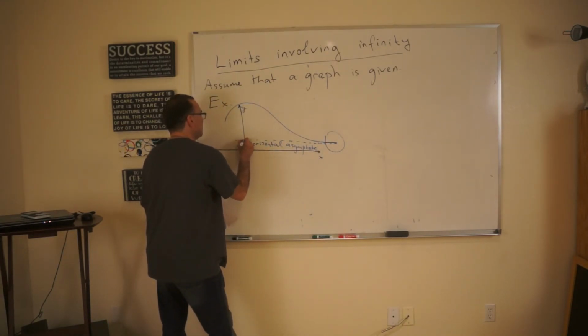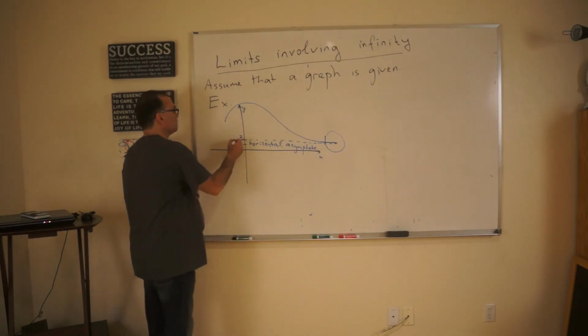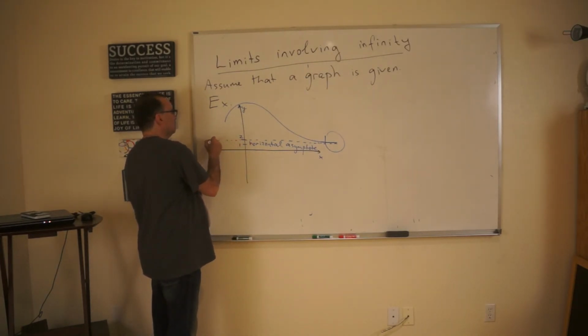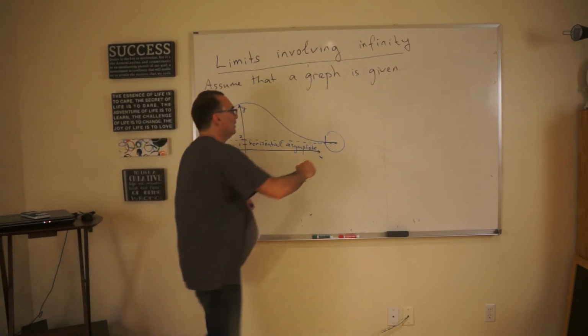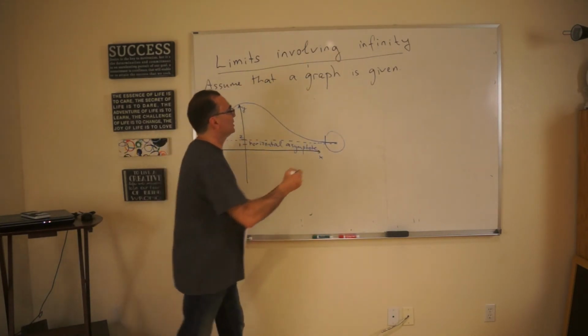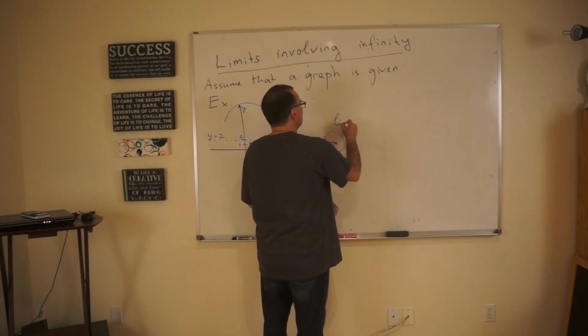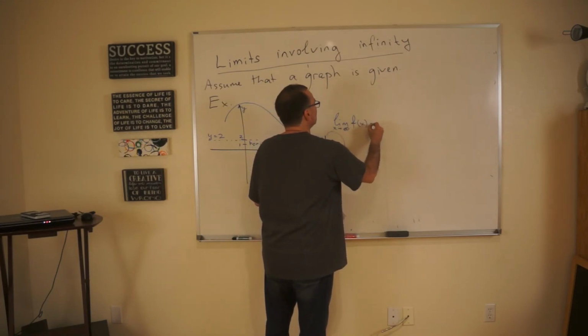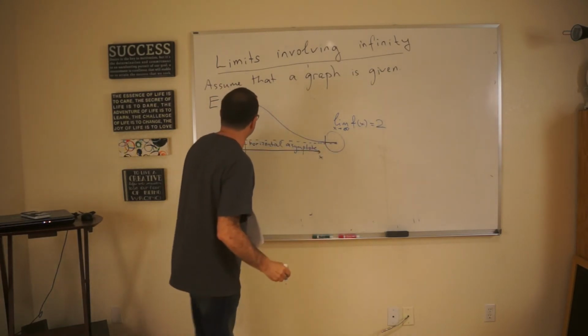For example, this is 1, this is 2. The equation of this asymptote, like the equation of any horizontal line, is y equals something. For example, y equals 2 in this case. Therefore, since function values approach 2, we say that the limit as x approaches infinity of this function equals 2, the level of this asymptote.